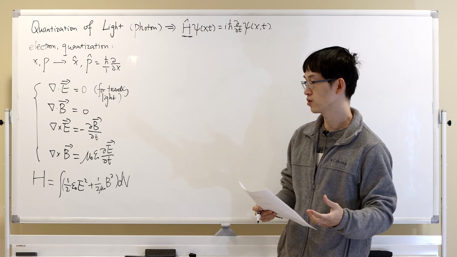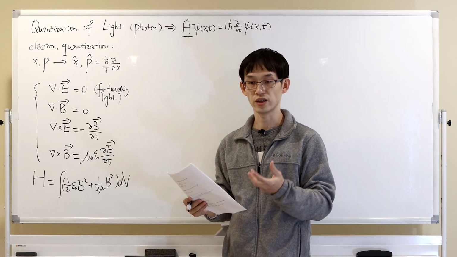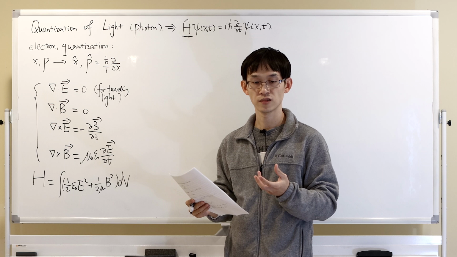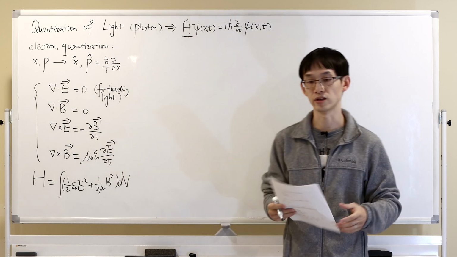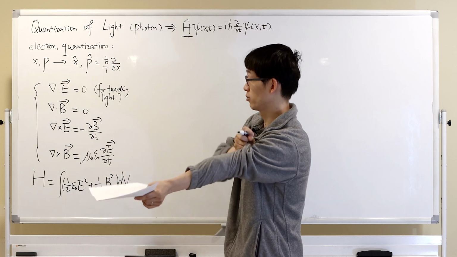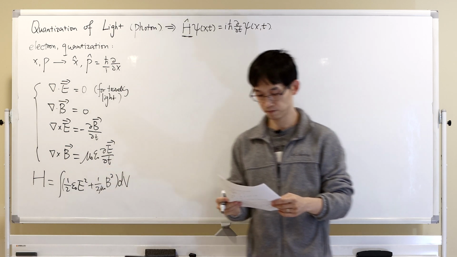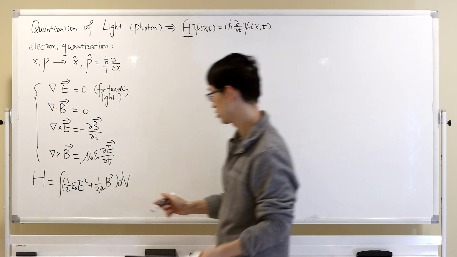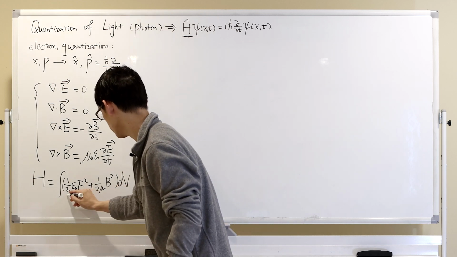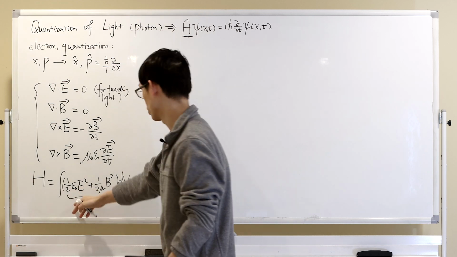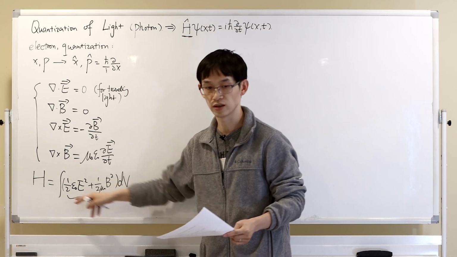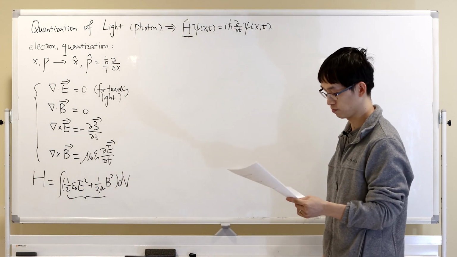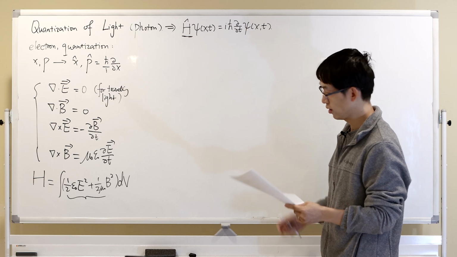So what it tells you is that your field actually has energy in it, right? And you can kind of feel it when you're under the sun. It becomes a little bit warmer, so that's the energy. Okay, so this part, in many books, is called the energy density of light, the energy density of the EM field.